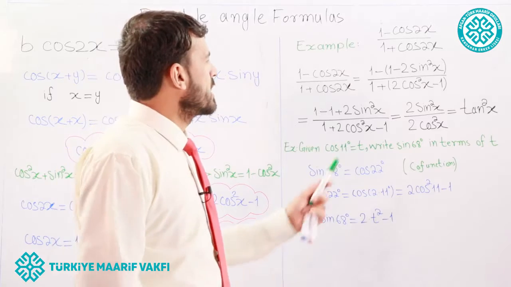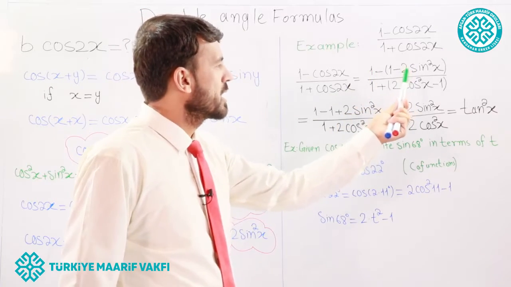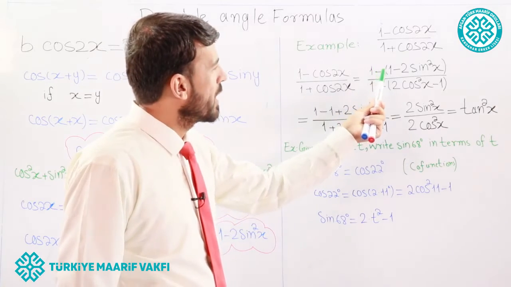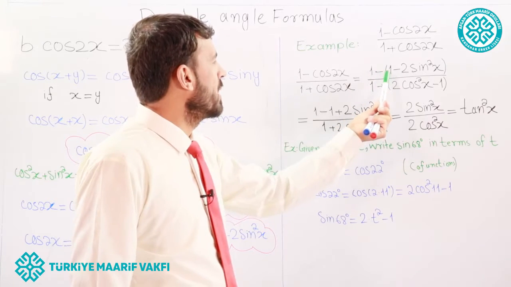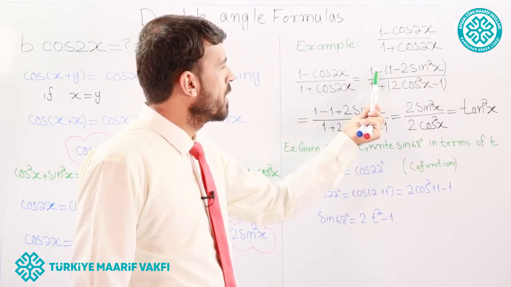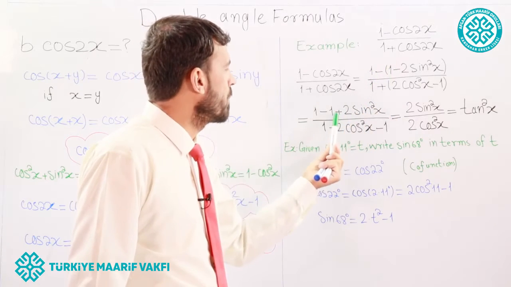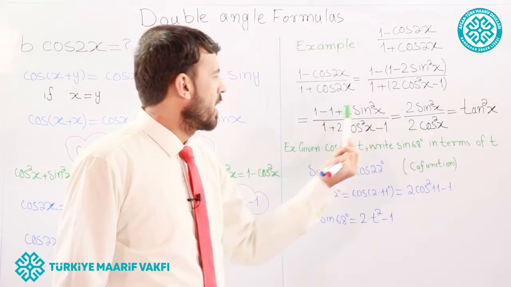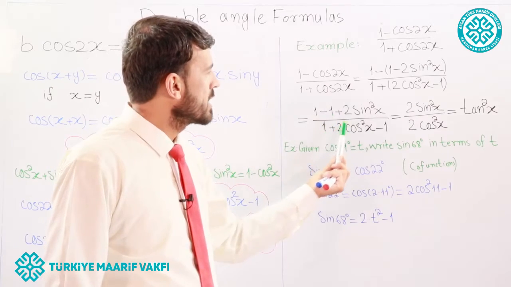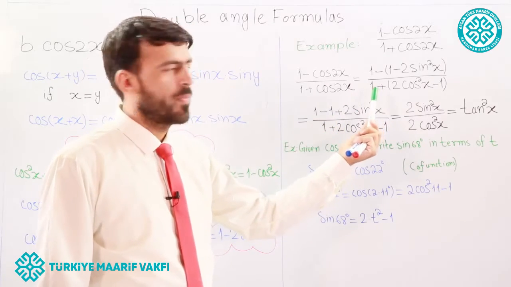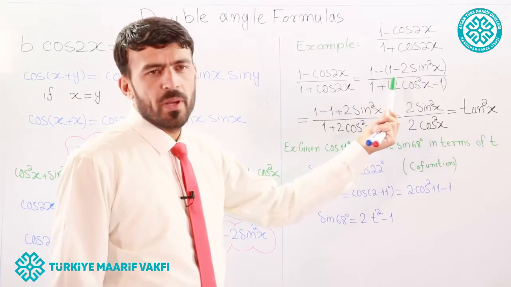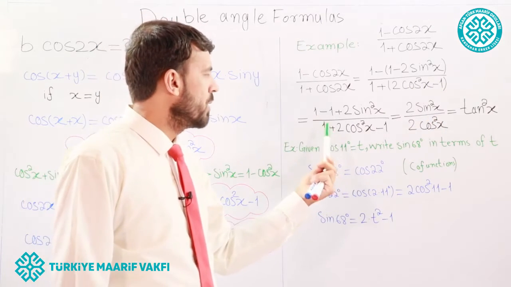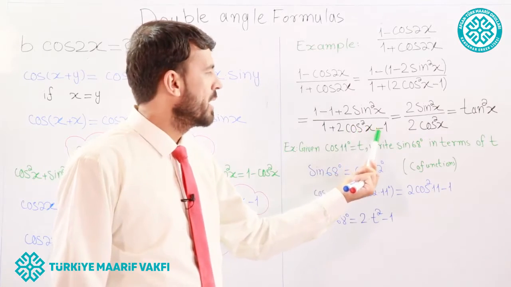When we simplify this expression, this minus sign will be multiplied into the brackets, and this will be minus 1. If we multiply minus by minus, that will be plus 2 sine square x. Also in the denominator, we will have 1 plus, and since we have a plus sign, there will be no changes in the brackets. So here we will have 2 cosine square x minus 1.